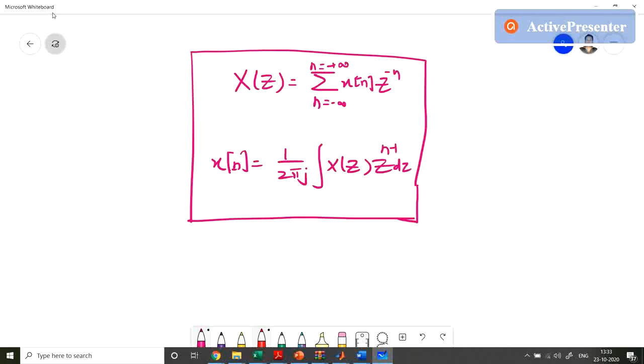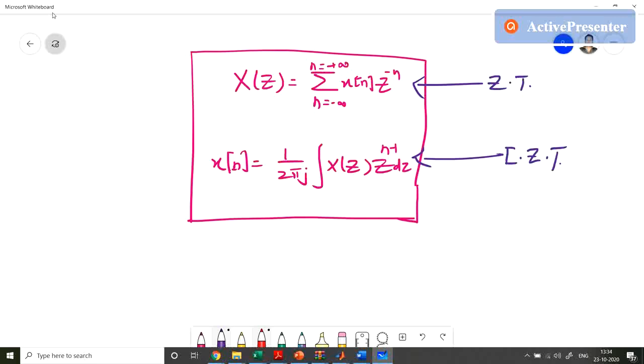So this is your Z transform, and this is your inverse Z transform. Please understand that this is your Z transform and this is your inverse Z transform. In this way you can find the inverse Z transform.